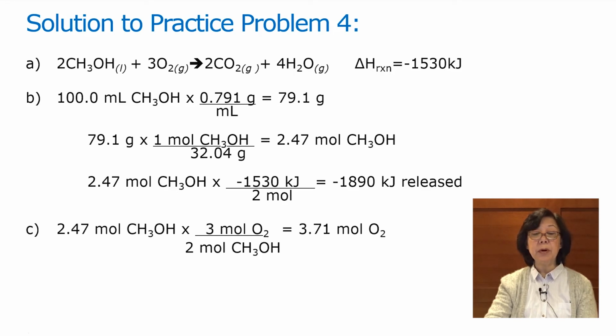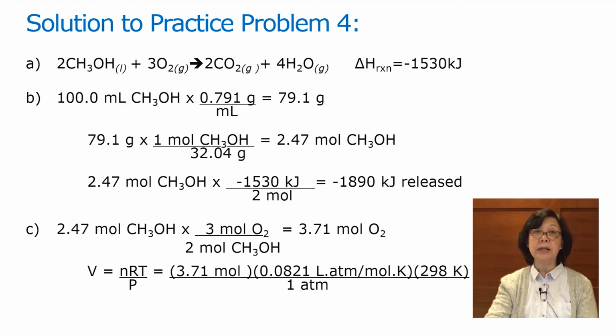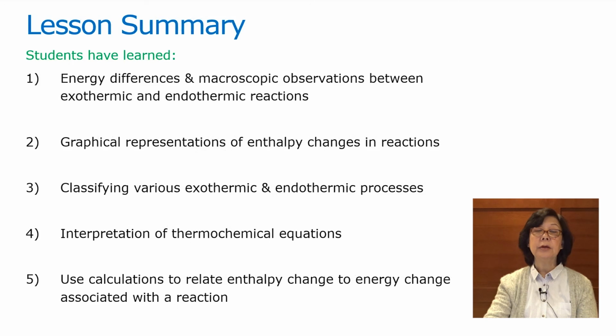Then we take the moles of methanol and, using dimensional analysis and the stoichiometric mole ratio, convert into moles of oxygen. 3 moles of oxygen are combined with 2 moles of methanol from the balanced equation, giving 3.71 moles of oxygen. Now we use the ideal gas law to find volume, nRT over P, and we then have 90.8 liters of oxygen.